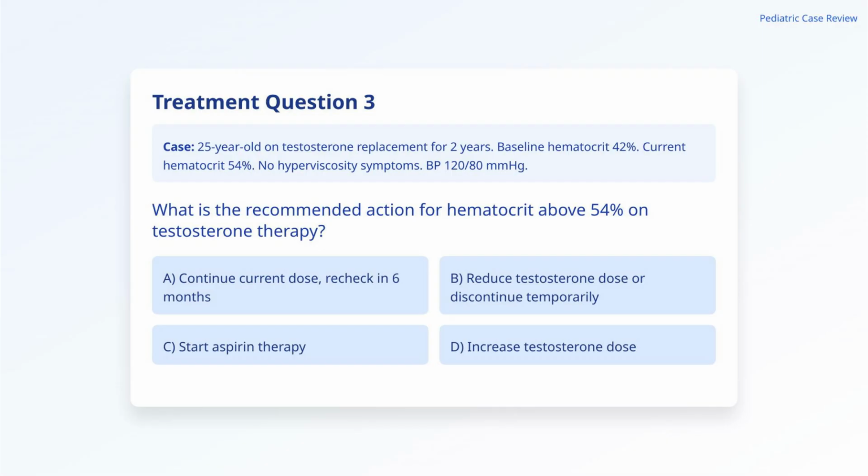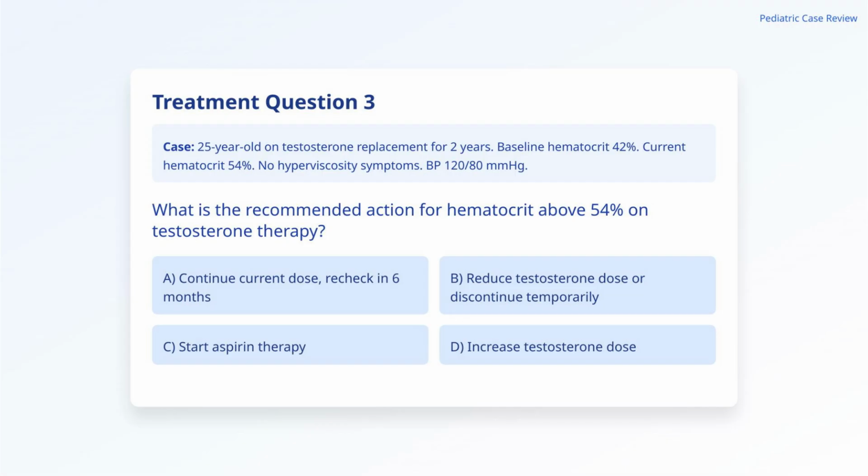Case scenario: a 25-year-old male has been on testosterone replacement therapy for 2 years. Baseline hematocrit was 42%. Current laboratory results show hematocrit of 54%. He reports no symptoms of hyperviscosity. Blood pressure is 120 over 80 millimeters of mercury. Question: what is the recommended action for hematocrit above 54% on testosterone therapy?